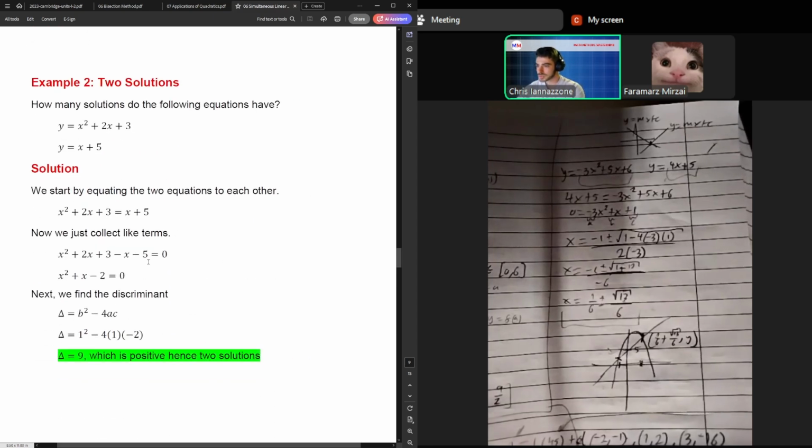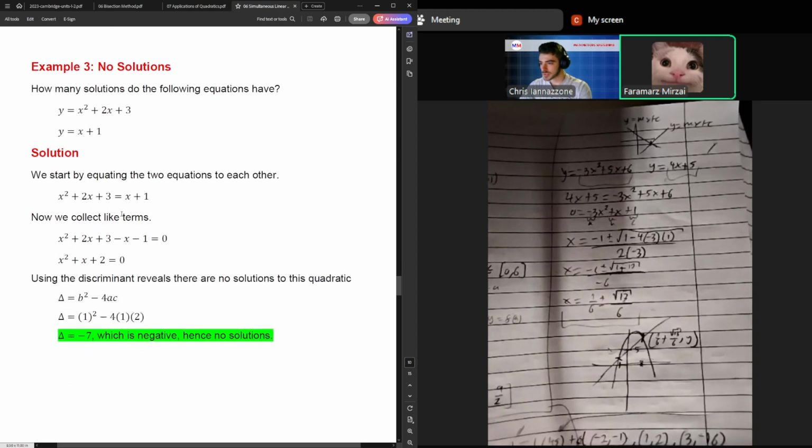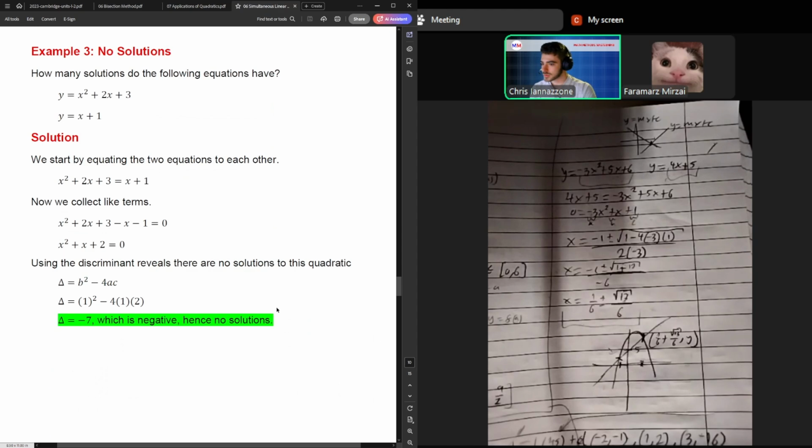If you have 2 solutions, for example, again, it all starts the same. Equate them, simplify, discriminant of this thing. This discriminant is positive, so you would expect 2 solutions. And then lastly, no solutions. Again, same thing. Equate, simplify. The discriminant of this becomes negative. That means no solution. Shall I go into any more detail on that? No, not really. Okay, that's good.